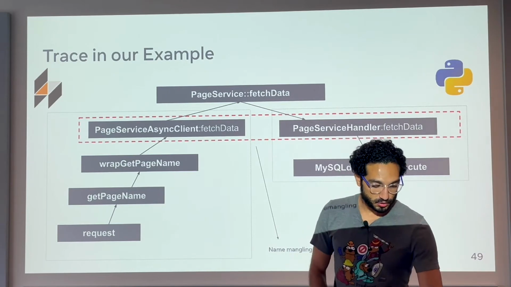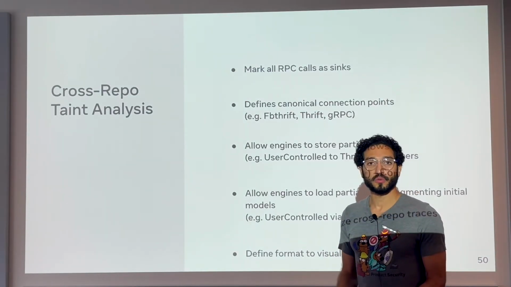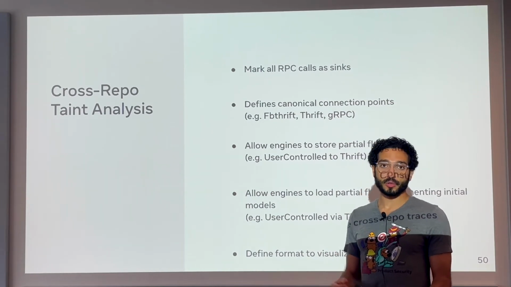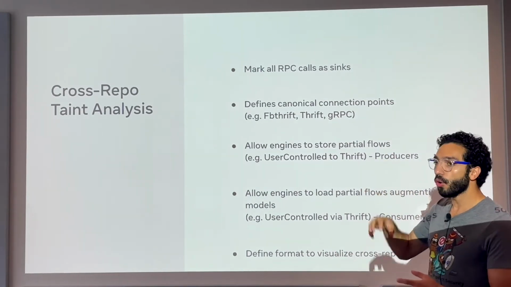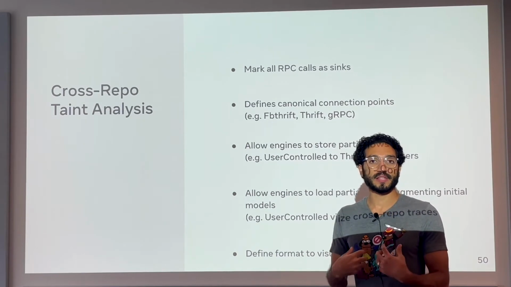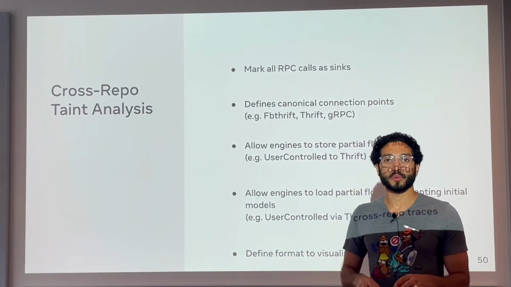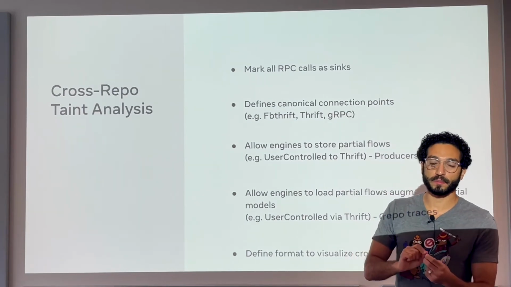So to recap, if you want to have cross-repo taint flow analysis between taint analysis tools, the first thing is that you want to mark all your RPC calls as sinks. In our case, this was FB thrift calls, so we want to mark these as sinks so we can find the flows between user control to these sinks.